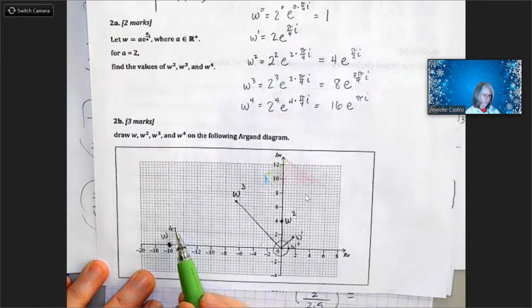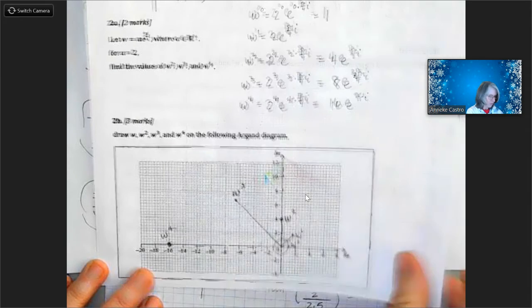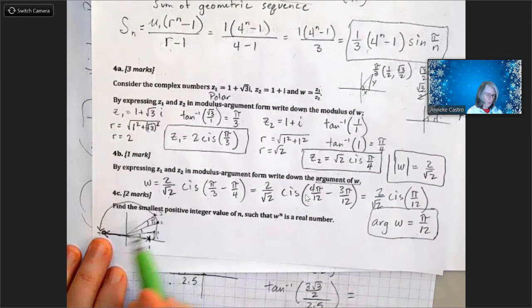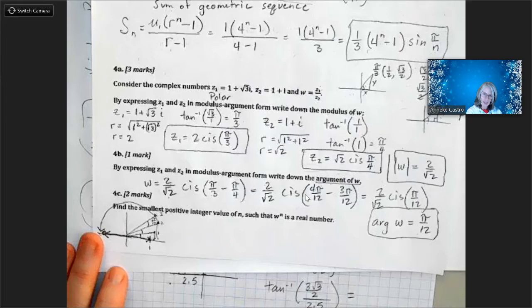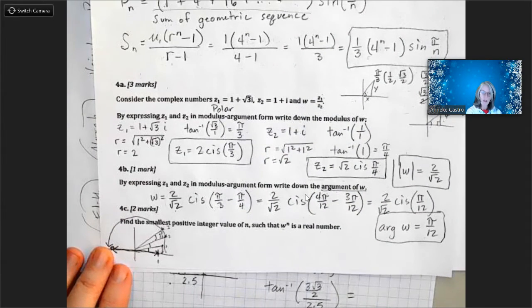So it took me 1, 2, 3, 4 rotations to get there. Oh, look, w to the 4th. Took me 4 rotations to get there because I went pi over 4, pi over 4, pi over 4, pi over 4. So same idea over here. I'm rotating pi over 12, pi over 12. So how many of those is it going to take? And I think you can probably just tell me the answer. Oh, it's going to take 12. So n is going to have to be equal to 12.